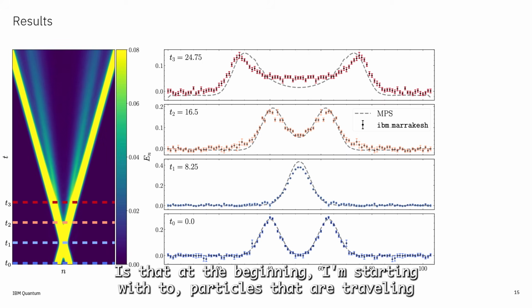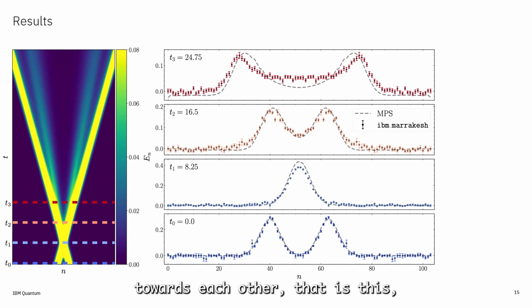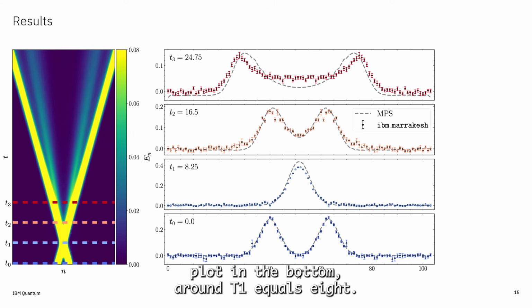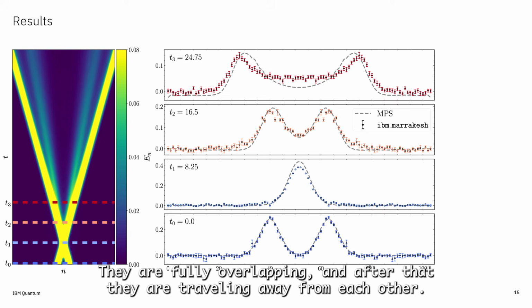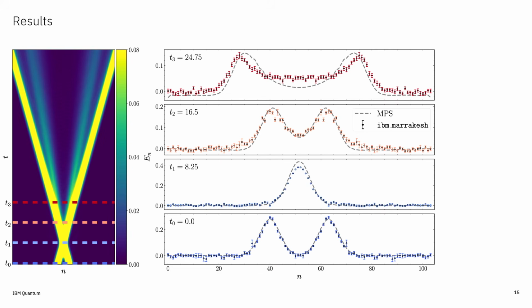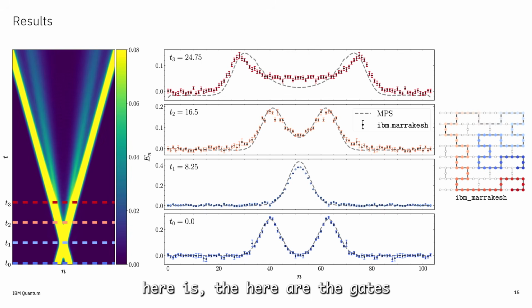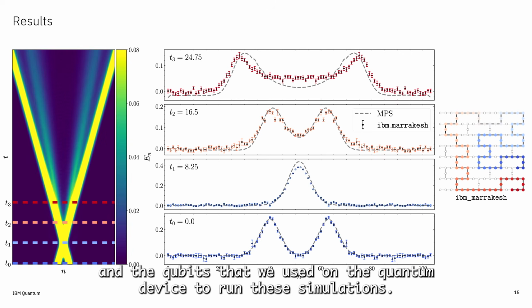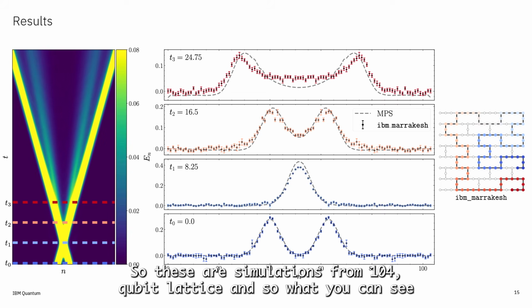So what's going on in these plots, to say it again, is that at the beginning I'm starting with two particles that are traveling towards each other. That is this plot in the bottom. Around T1 equals 8, they are fully overlapping. And after that, they are traveling away from each other. And here are the gates and the qubits that we used on the quantum device to run these simulations. These are simulations on a 104 qubit lattice.